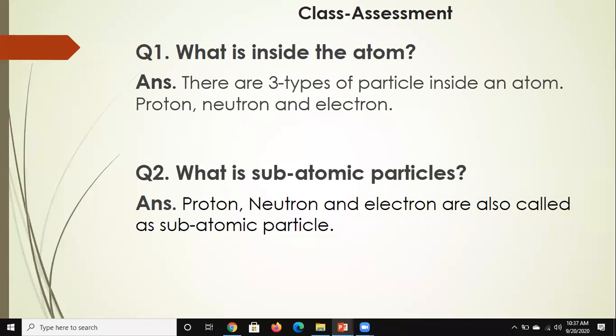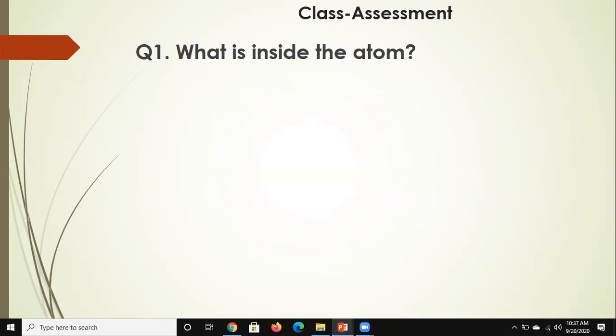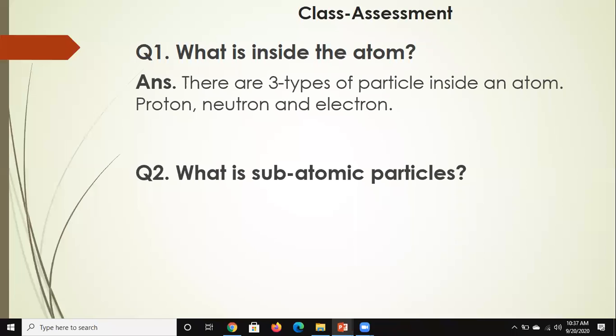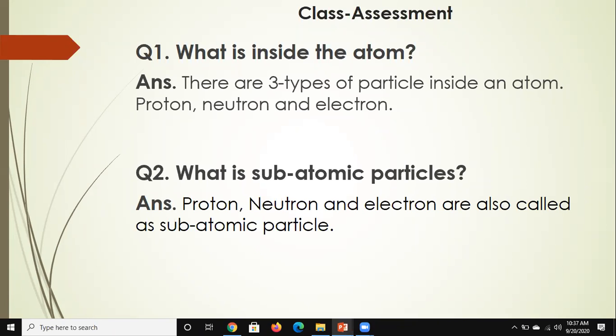And look there, boys. If we are asking what is inside the atom, we are saying that three kinds of particles, that is proton, neutron, and electron. And if the question comes, what is a subatomic particle? Again, the same thing: proton, neutron, and electron are called subatomic particles, right?